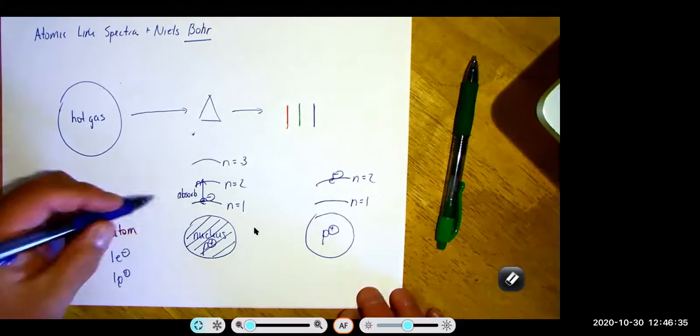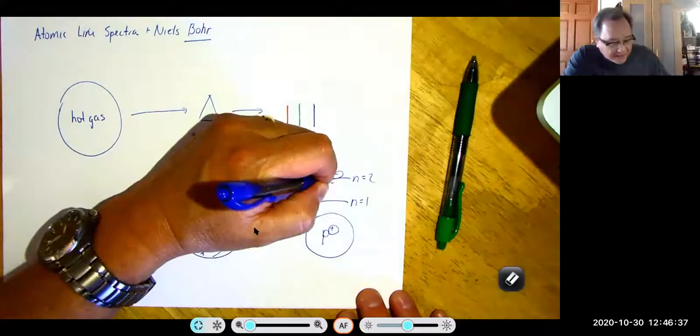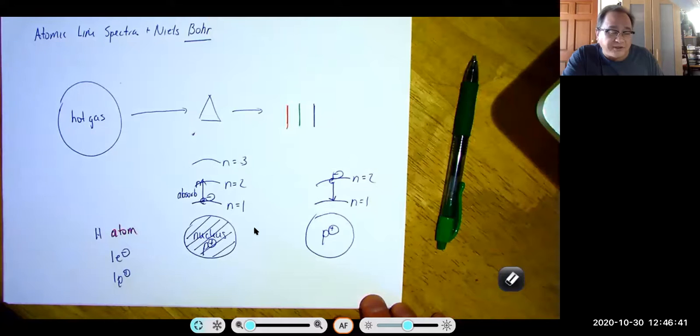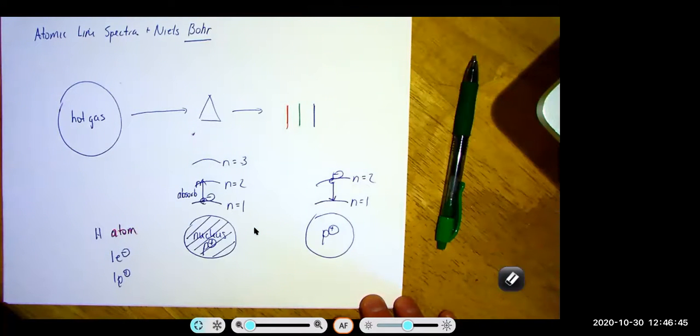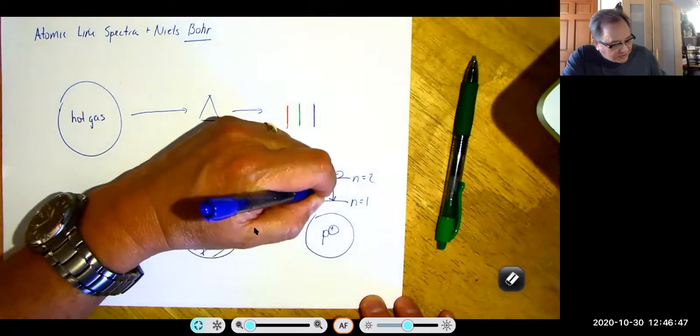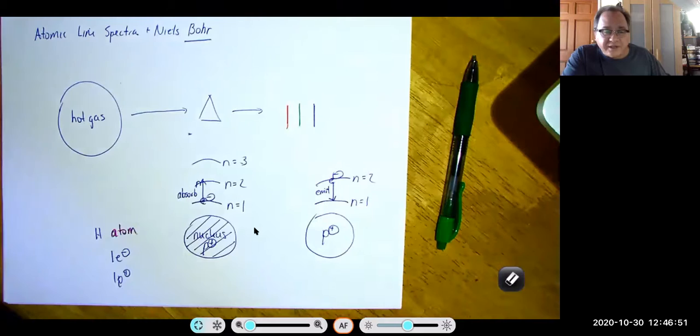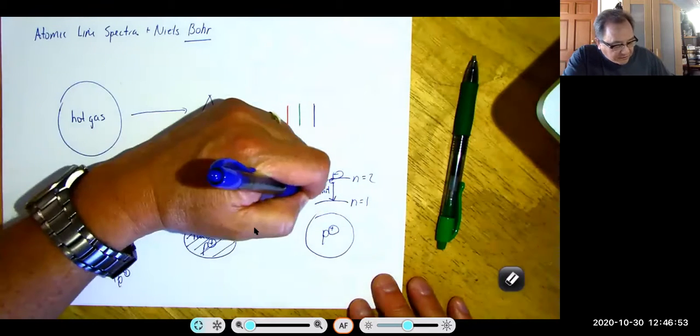Now, what if I have an electron here at the second level and it goes back down to the first? What's that going to do? Absorb energy or emit it? Definitely emit it. Okay. So here, that's going to emit energy. What does the energy look like? The energy looks like a photon.